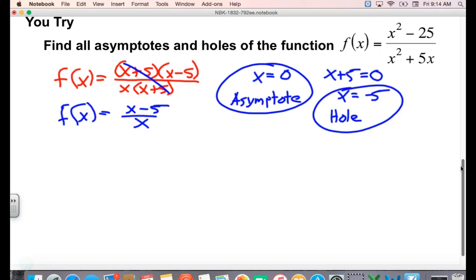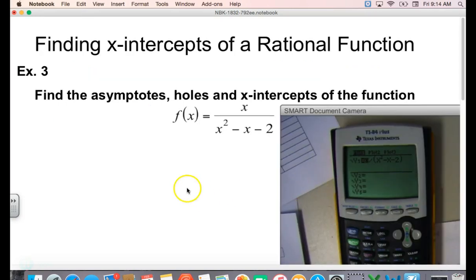We can't plug in 0 for x and we can't plug in negative 5 for x because it'll make us divide by 0. The x plus 5 factors canceled, so we're going to have a hole at x equals negative 5 for our function, but we're going to have an asymptote at x equals 0 because that didn't cancel. And if you graph this, then you can actually see it. I'll show you a picture on the next one.